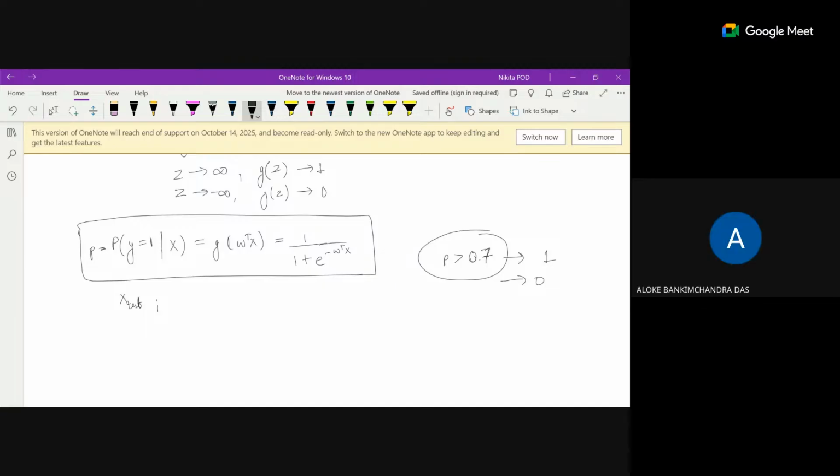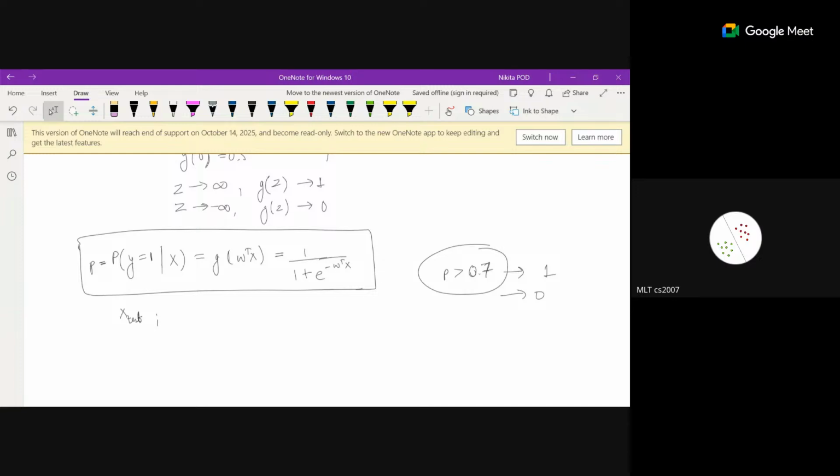So how is this threshold arrived at? P greater than 0.7 is 1. This is something that you have taken. It is not coming from the algorithm. It should be 0.6 or 0.7 or 0.8, how is it arrived at? Ideally we can take 0.5 as the threshold, but depending on the kind of problem statement, maybe you want to put your threshold higher.